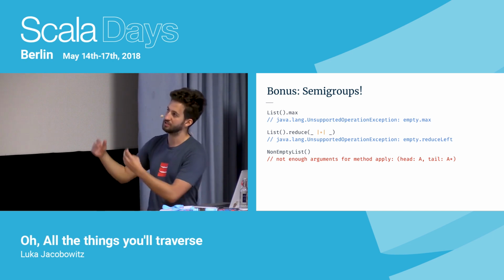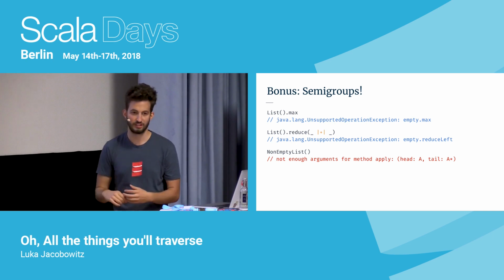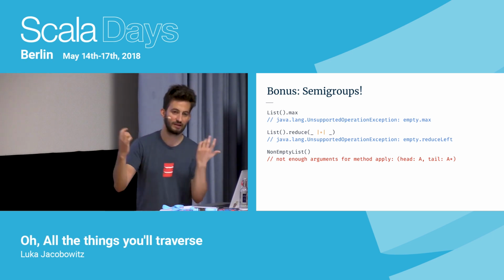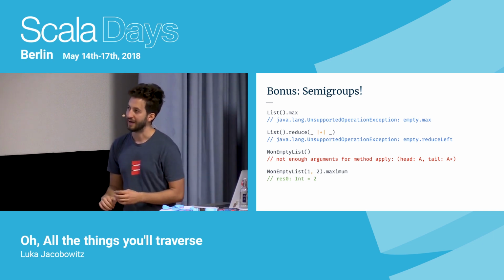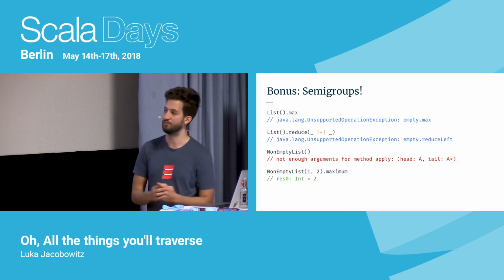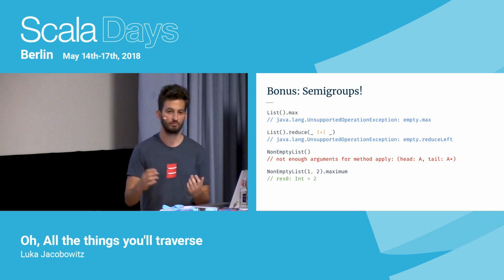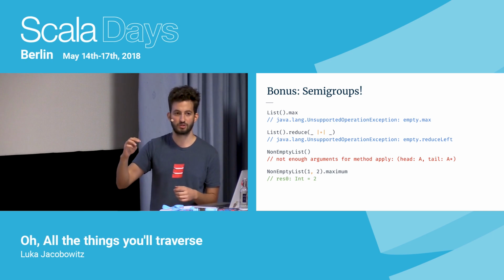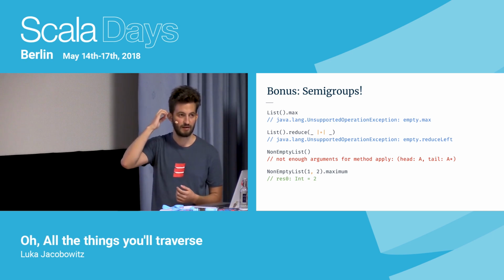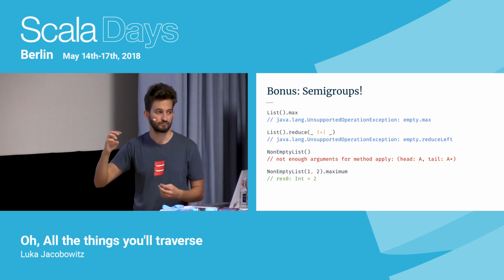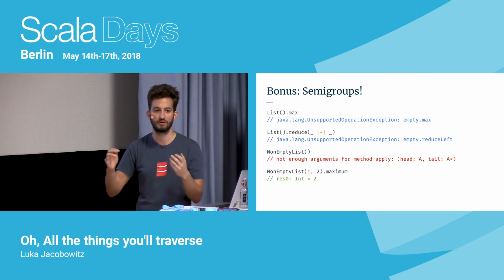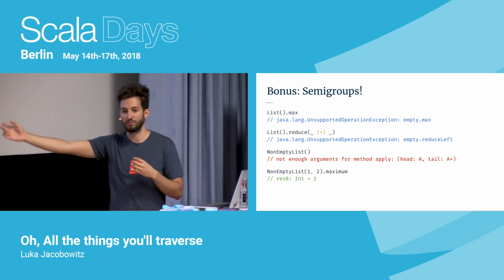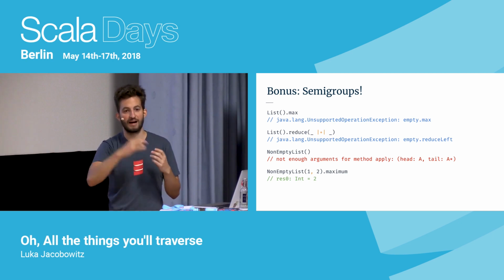Because this non-empty list gives us the guarantee that it's non-empty, we can very safely call maximum on it. Maximum is implemented in terms of what is called a semigroup. There's this thing called max semigroup, and basically that just means that if we combine two values, it will always take the maximum of the two values. So if we traverse a whole list with this maximum semigroup, it will always give us the maximum value.